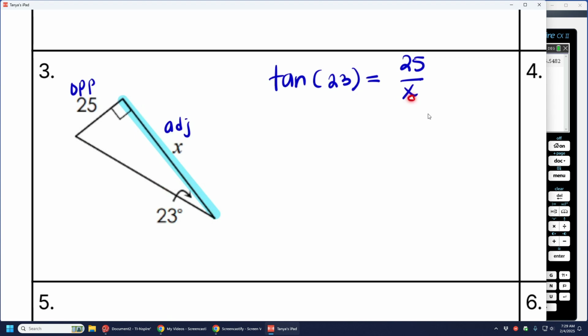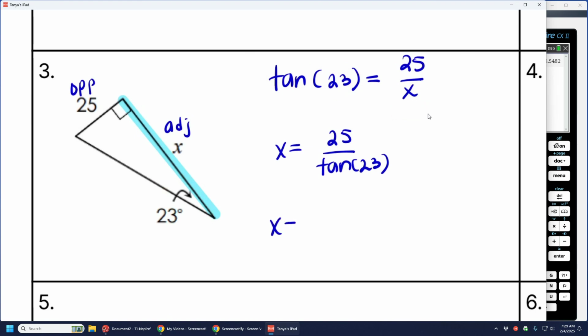Whenever x is at the bottom, this takes two steps. You would have to multiply both sides by x, and then you would divide by tangent. So there's a little bit of a shortcut. Whenever x is at the bottom, just switch the places of these two things here. So this is going to become x equals 25 divided by tangent 23.